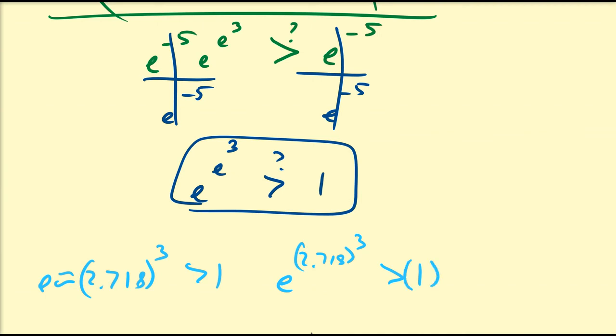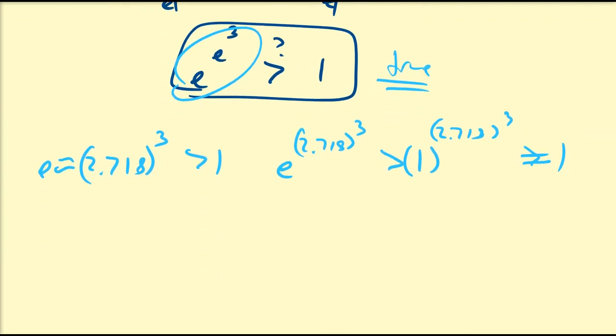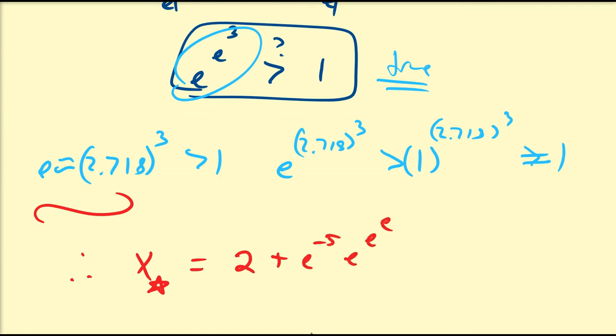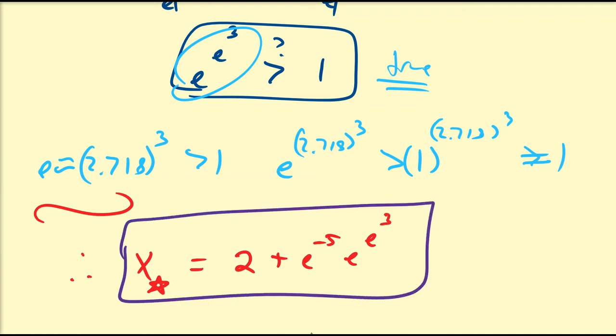E is greater than 1, and e to a power greater than 1 is going to be greater than e to the 0, which is equal to 1, right? So if that is the case, that means this number is greater than 1. That means this is true, right? So therefore, since that statement is true, that means our solution, I'm going to call x star, is going to be equal to 2 plus e to the minus 5 times e to the power e cubed. And that is the solution to that nested logarithm equation, right?